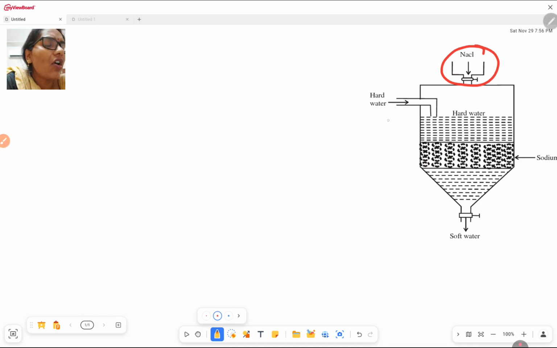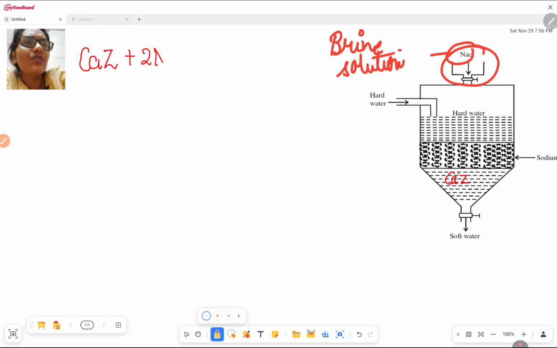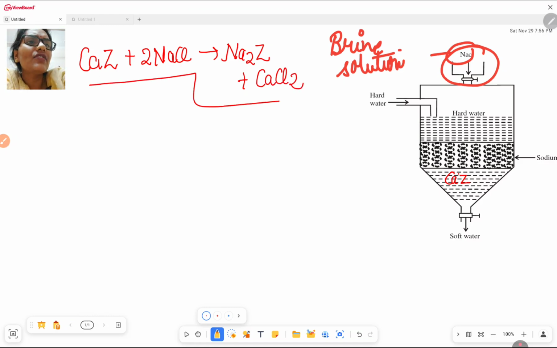As well as all the zeolites are exhausted, we will take the sodium chloride solution. It is also known as brine solution. So brine solution we are taking. So if all the calcium zeolites are here, if we are reacting calcium zeolite with 2NaCl, we will get Na2Z again and CaCl2. This process is also known as regeneration.